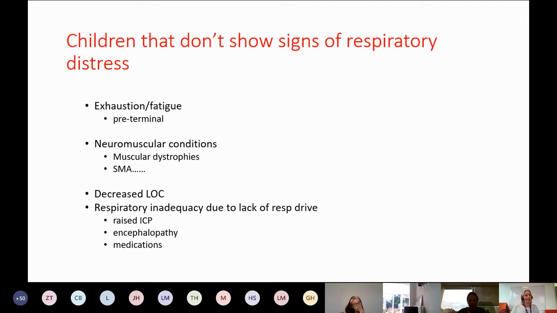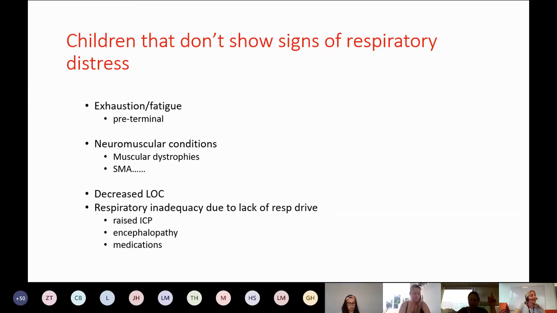But it might be that they've got neuromuscular conditions, so children with the muscular dystrophies, as people are suggesting, or spinal muscular atrophy, so different conditions that actually just don't have the muscle ability to show that work of breathing. So those children may appear to really rapidly deteriorate because we've perhaps missed the signs prior to that. And it just highlights the need for a really thorough examination of not just the effort they're putting in, but also the effectiveness of their breathing.